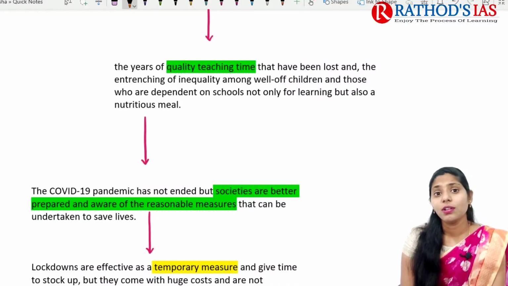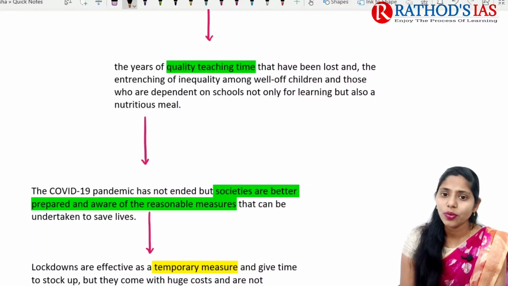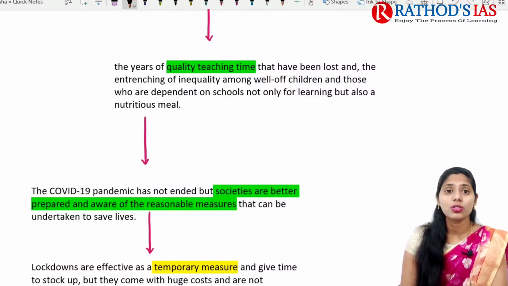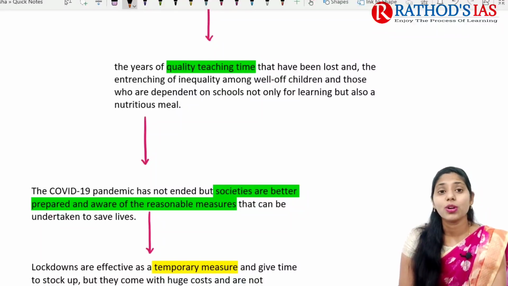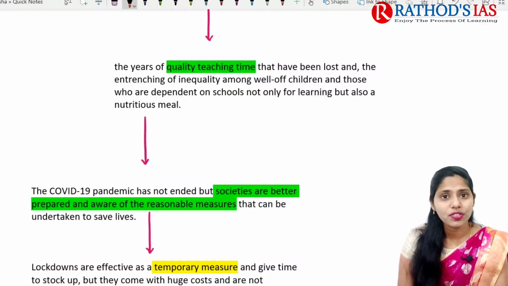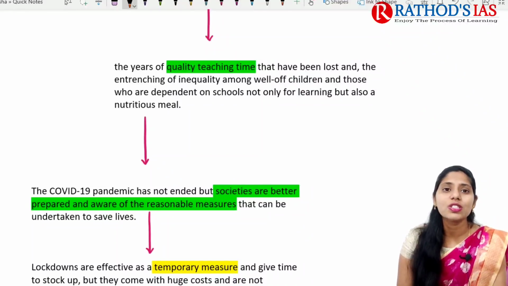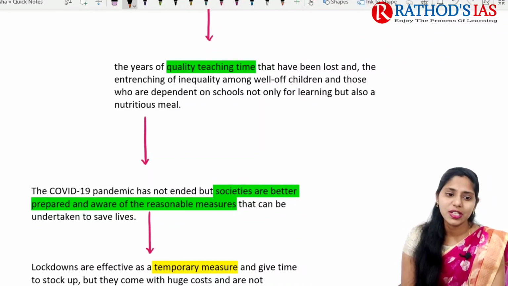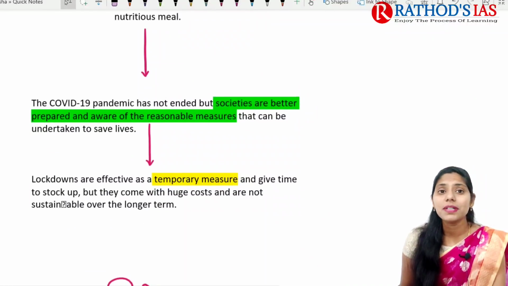Because of this, it will also lead to inequality among the well-off children and those who are dependent on the schools, not only for learning but also for the nutritious meal. Many children, especially in the rural areas, go to the government schools, and not only in rural areas but also in urban areas, to get the nutritious meals under the midday meal scheme. But whenever schools are closed, it will also affect the nutrition of children. That will further lead to malnutrition, and to increasing stunting, wasting, etc. Again, if you are closing the schools, we need to take some efforts to control this malnutrition later on. It will be increasing the financial burden on the government.